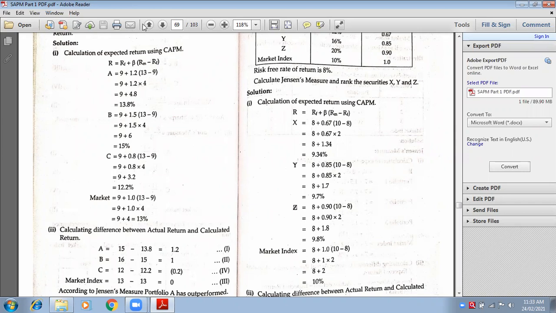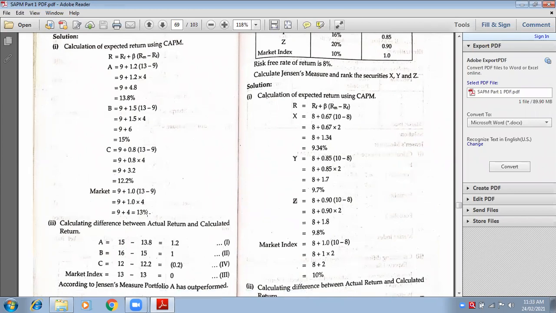Only beta changes. Can you see 1.2, 1.5, 0.8? Only beta changes in the formula and accordingly the answer will also change. So 9 plus 1.5 will be written the same. Multiply sign. 13 minus 9 is always 4. And then first you have to multiply, then add. The answer will be 15%. Similarly, for portfolio C it is 12.2% and for the market it is 13%. Is it clear, everyone?